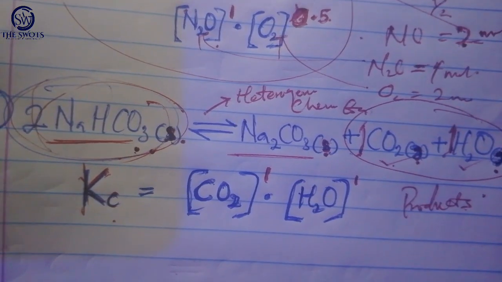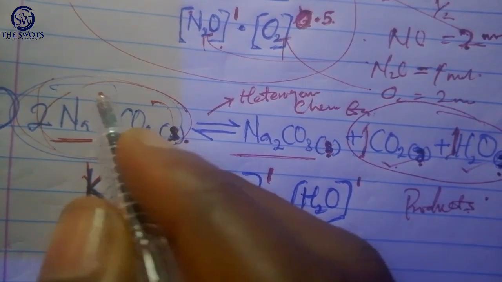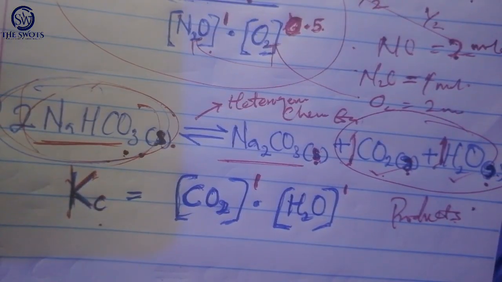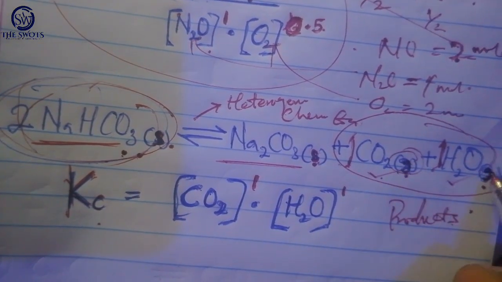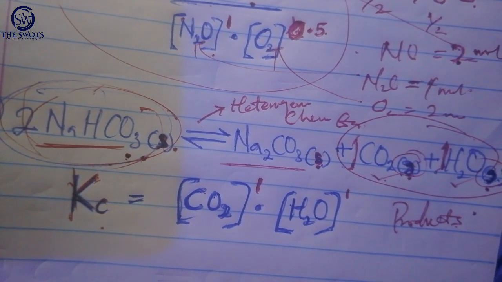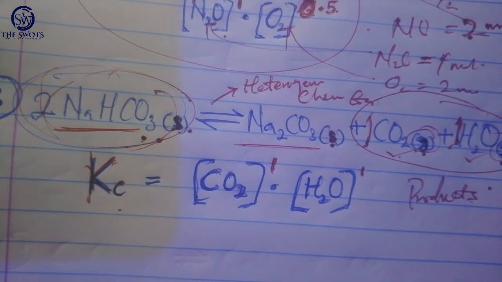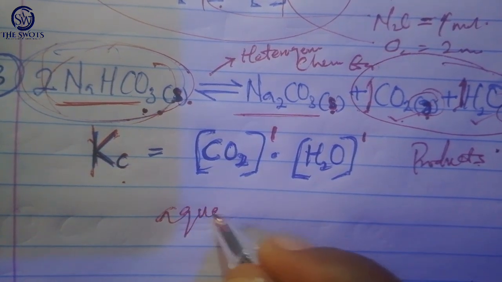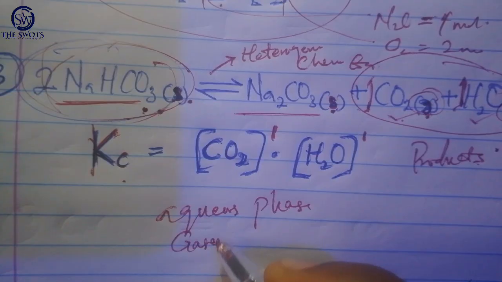Most times your equilibrium constant can only be your product, as long as the phase you are dealing with is just the gaseous phase. Are you getting it now? So that is what you have business with. You have business with your aqueous phase and the gaseous phase.